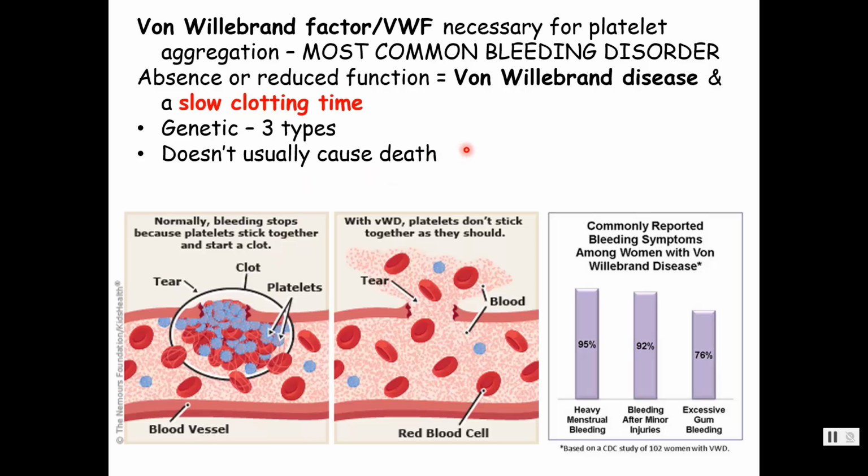They cause bleeding symptoms, so definitely in women, extra heavy menstrual flow. If there's any sort of minor injury, you get way more bleeding, and excessive bleeding of the gums in both genders. Too, this is a problem if someone's going to have surgery or even a tooth extraction. But, like I said, it is the number one bleeding disorder. So, von Willebrand disease: the lacking of that factor.